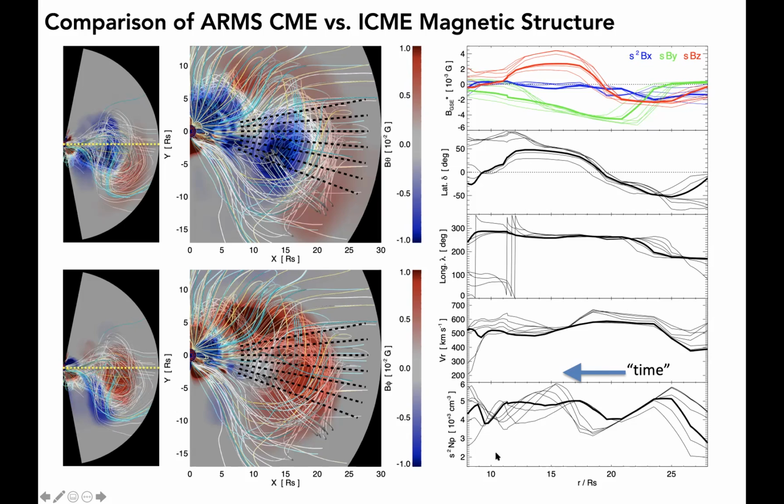And so here, because this is actually a snapshot in space, time would be from right to left. But you can see that we've got a classic bipolar signature in the Bz component. So it's first south and then north, and then a single polarity increase corresponding to the axial field component here in By. And so when you look at the angles, you have a very similar kind of evolution.